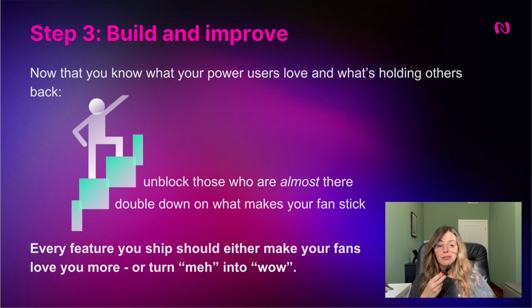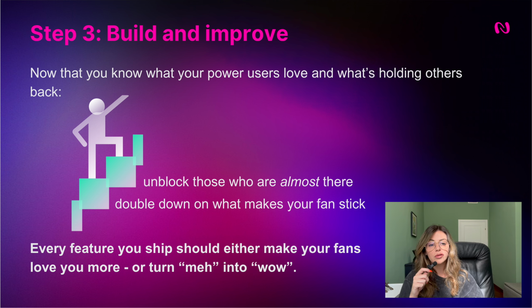Step 3, build and improve. So once you have all this information about your product, your positioning, your audience, the goal here is to double down on the features and on the things that make your product loved by your power users, but also to unblock users that are almost there. So maybe they didn't answer very disappointed, but somewhat disappointed. This can also be included in your focus.